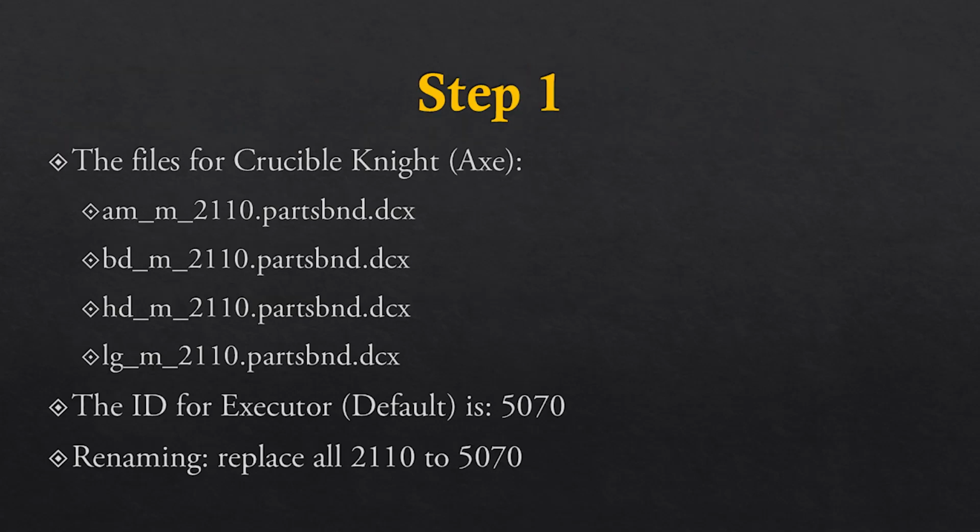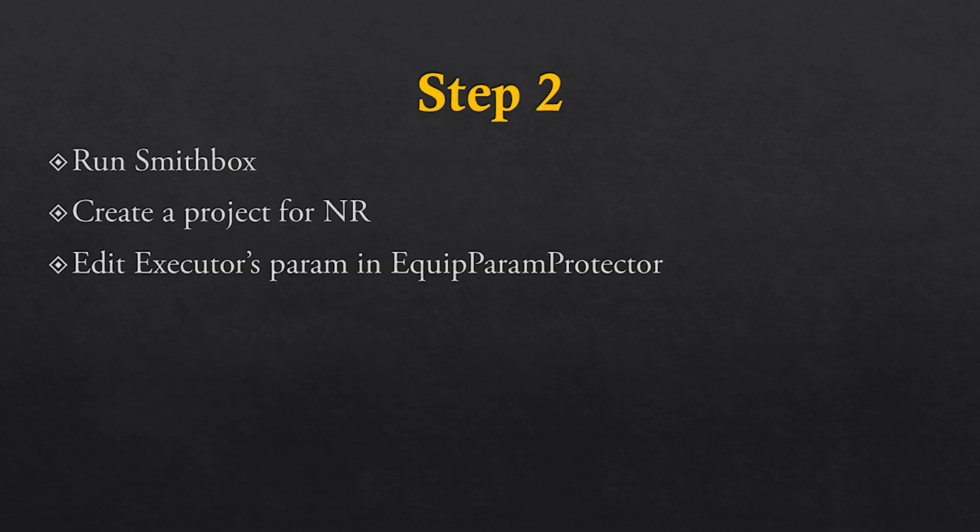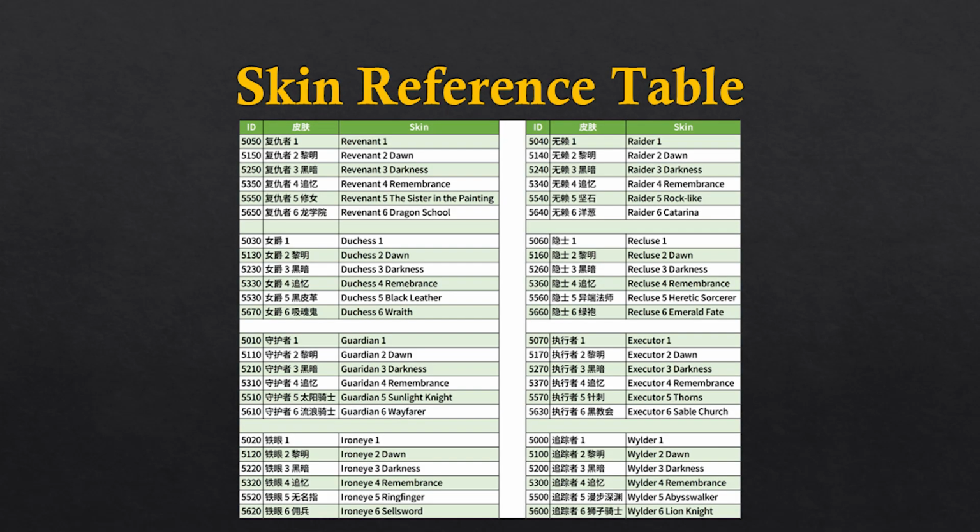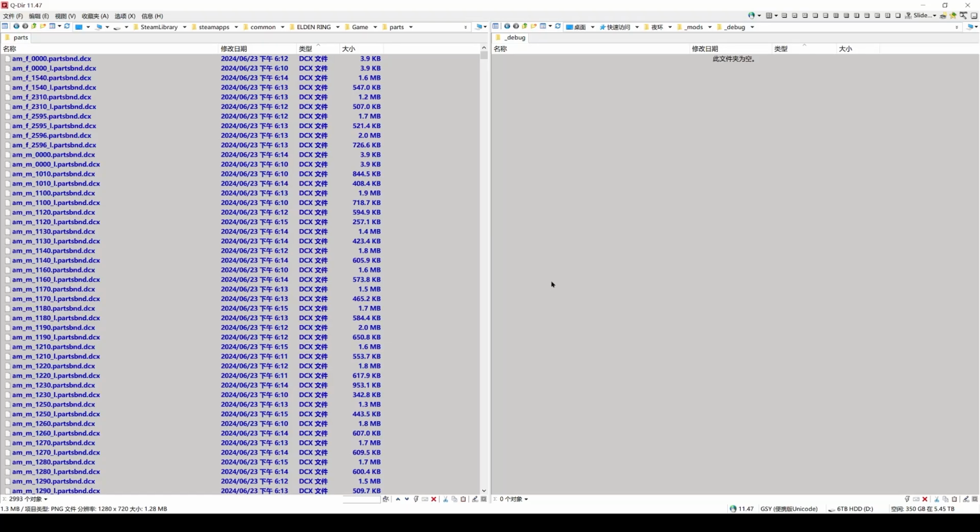For Step 1, here are the files for the Crucible Knight set. The ID for the Executor is 5070, so we need to replace all 2000, 110 to 5000, and 70. For Step 2, we need to create a project in Smithbox for Nightreign and then edit the Equip Param Protector for the Executor. Before we start the demonstration, here is a reference table for all character skins. Now, let's start the demo.